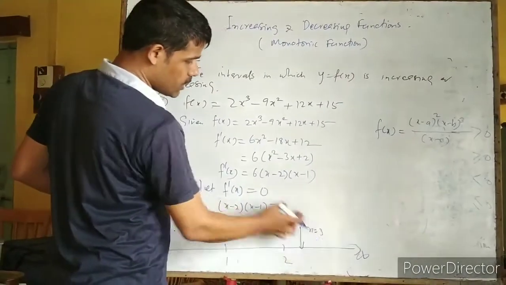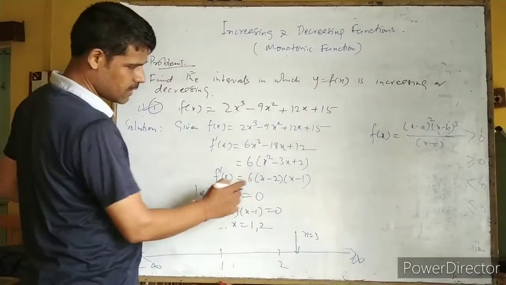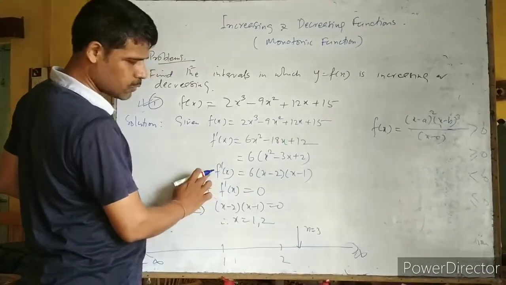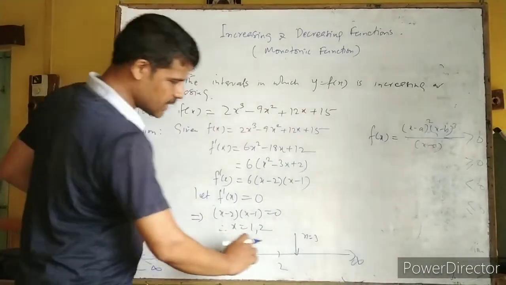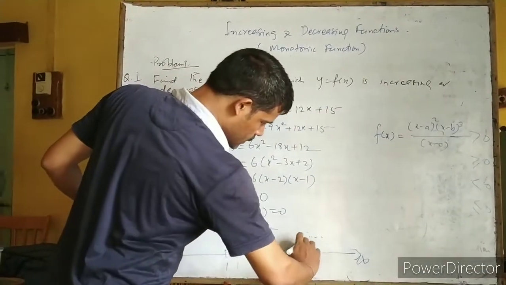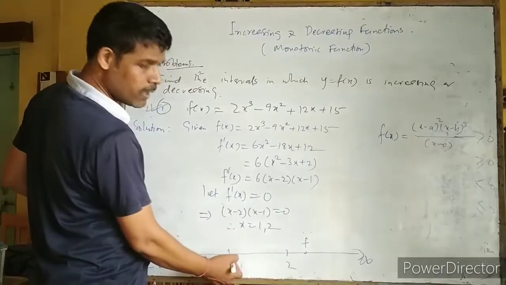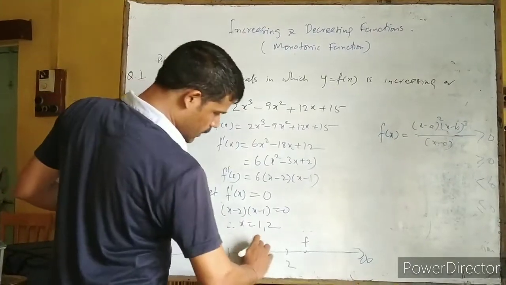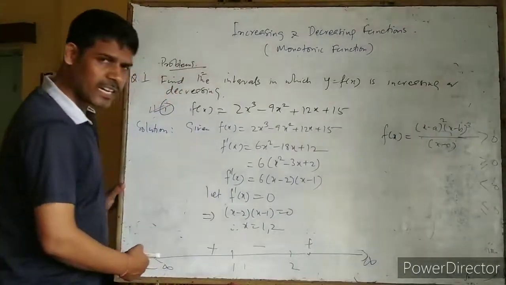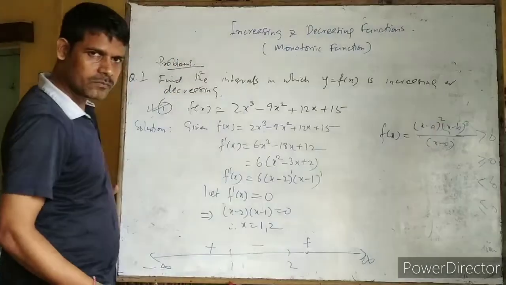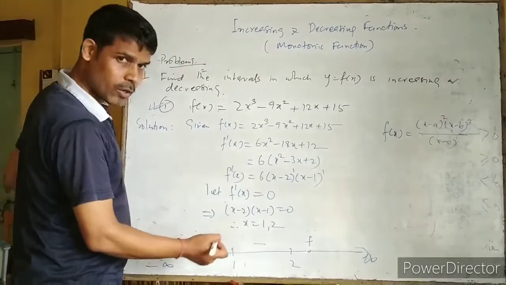If you put x equal to 3, this will be positive and this will be positive, so positive into positive is positive. Here the f dash x sign is positive. Now if you look at any value in between, this will be negative and this will be positive. The signs alternate, provided you have odd powers over here.